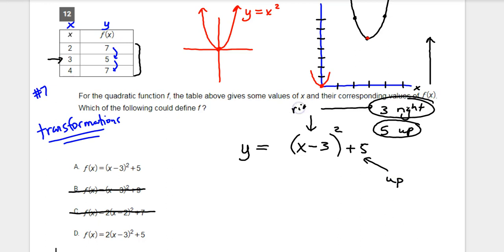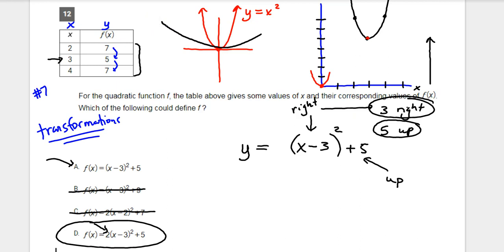And I'll be honest, when I first went through this and I was making my answer key, I thought the answer was A. I kind of screwed up, I was just flying through, and I thought the answer was A. And the answer ended up being D. And why it's D is because this number in front here changes the shape of the curve. You can become a really fat parabola, or you can become a really narrow parabola.